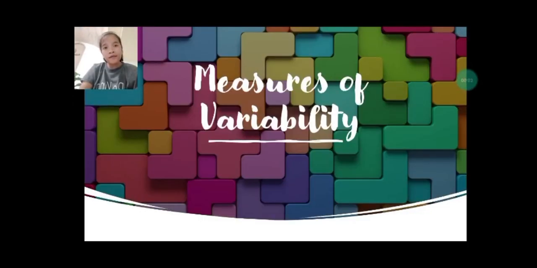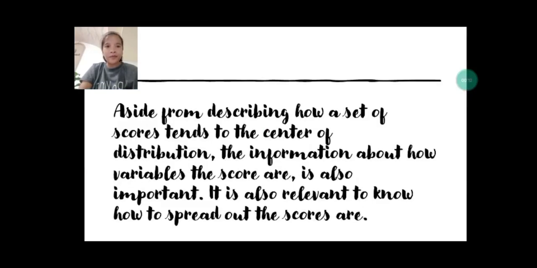Hello everyone, so let's continue with chapter 10, the measures of variability. Aside from describing how a set of scores tends toward the center of the distribution, the information about how variable the scores are is also important. It is also relevant to know how spread out the scores are. So, the measures of variability and their characteristics.